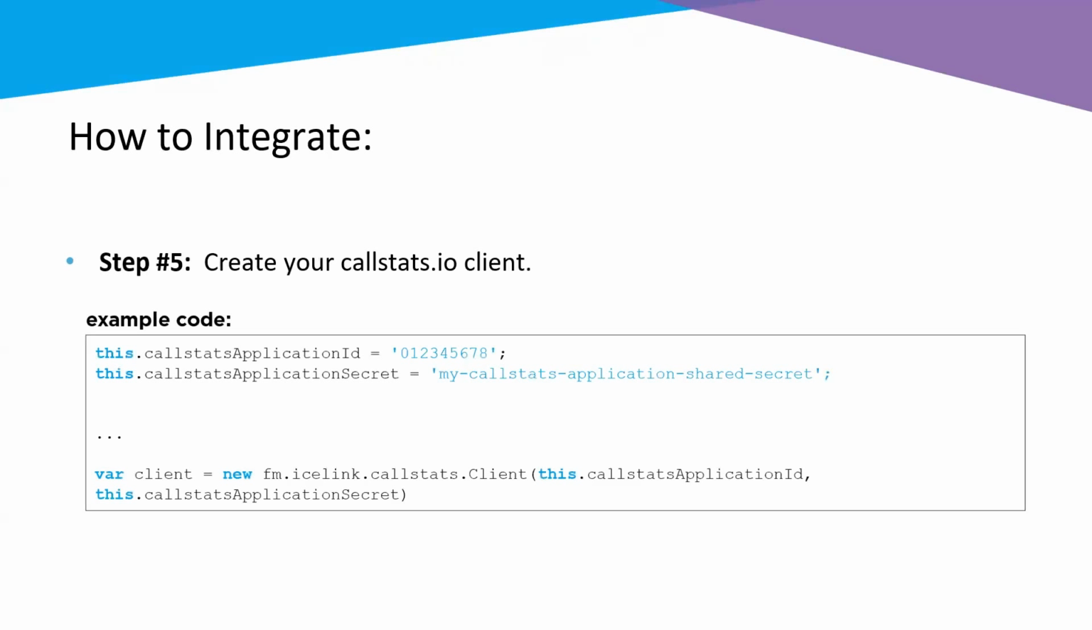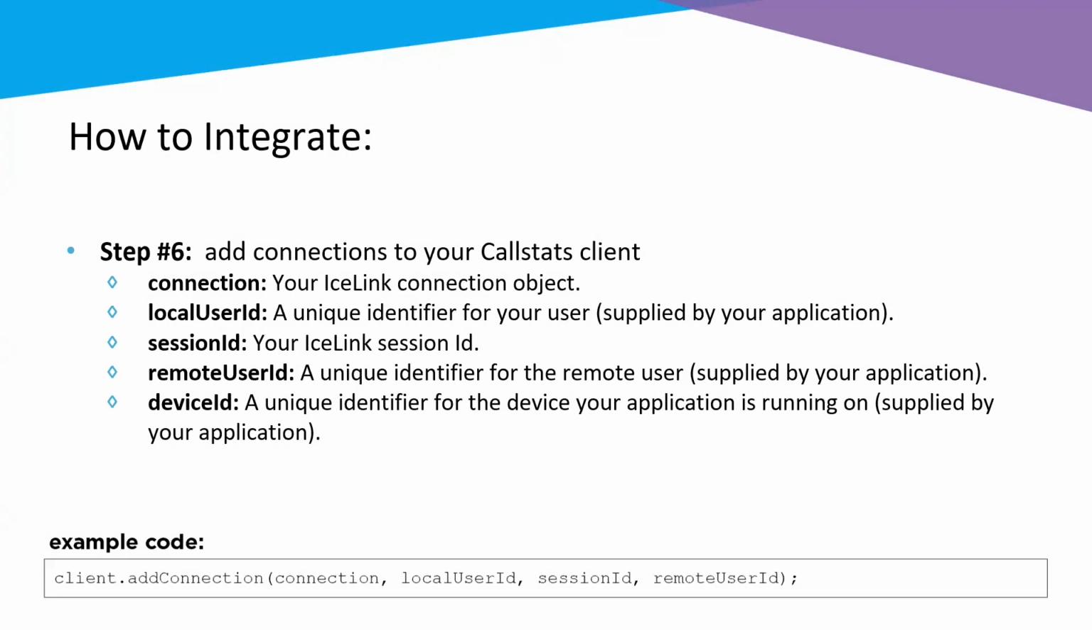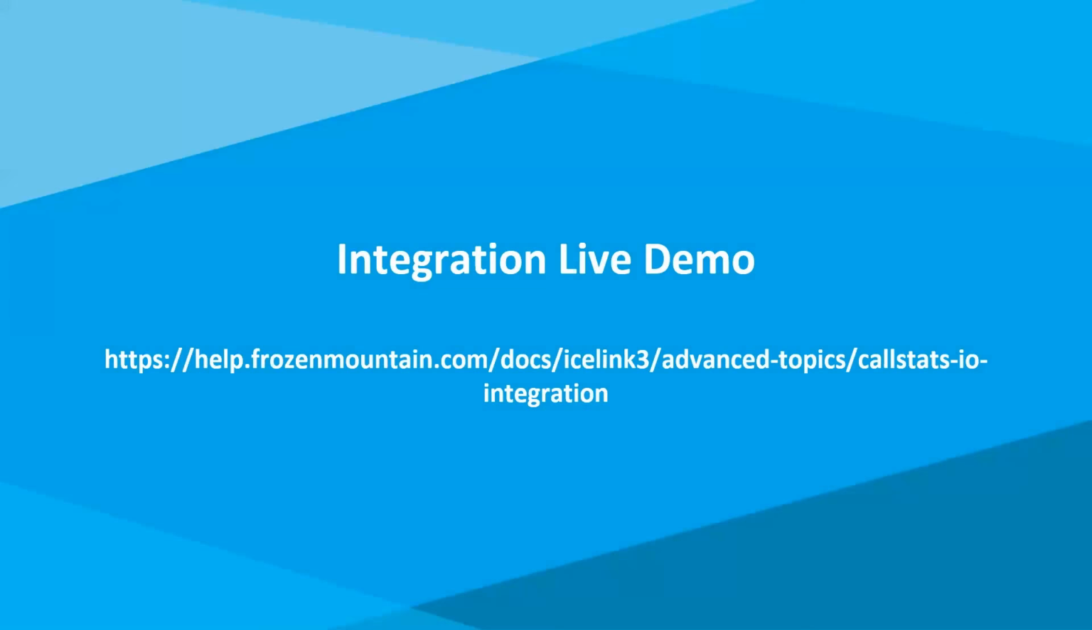Then you'll grab your app ID and your application secret. I'll show you where that is in a second. And then you use those to create a callstats client. So just two elements: create a client, and then you'll add connections to that client. So if we jump to the next slide, I think I'm actually going to do a live code demonstration.